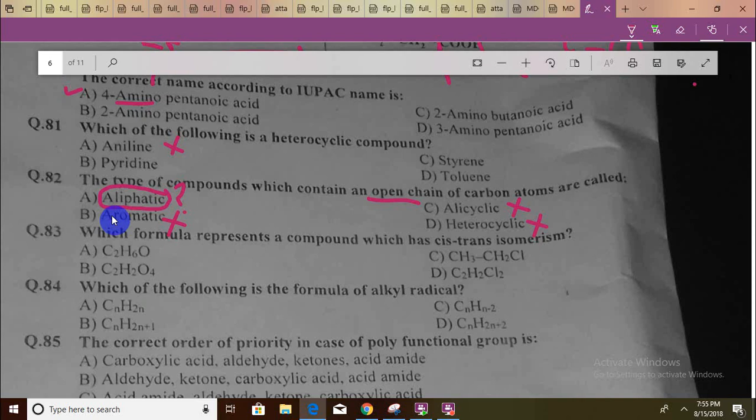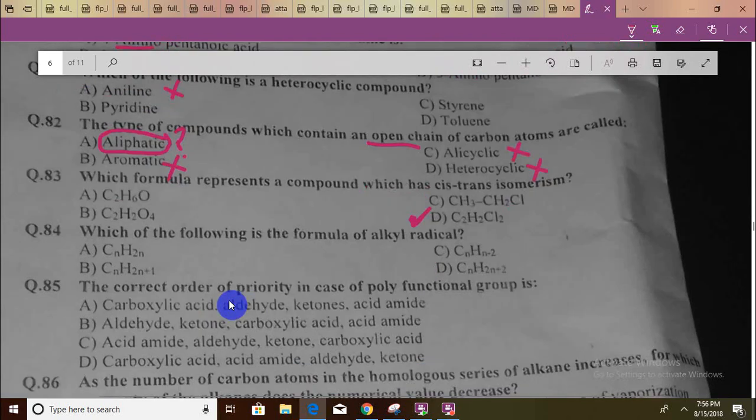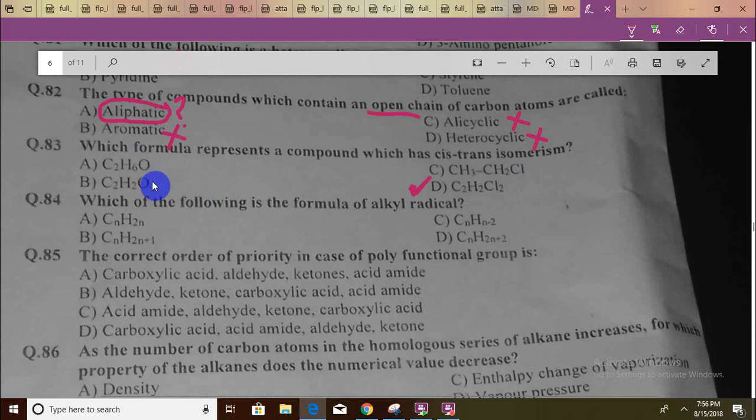So which formula represents a compound which has cis-trans isomerism? Well, for there to be cis-trans isomerism, there needs to be a double bond, and over here the fact that we just have 4 attachments is representative of this fact, so it's probably this one. Even if these were somehow attached, even then it's unlikely to be cis-trans.